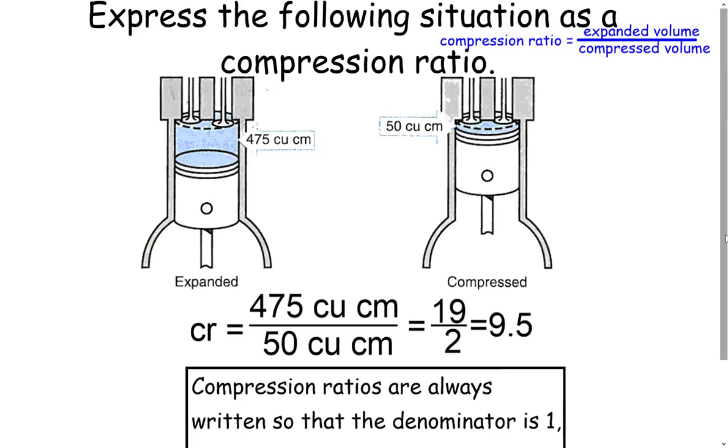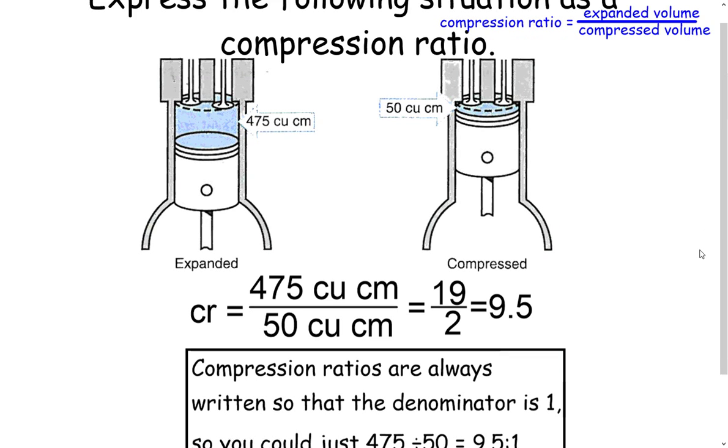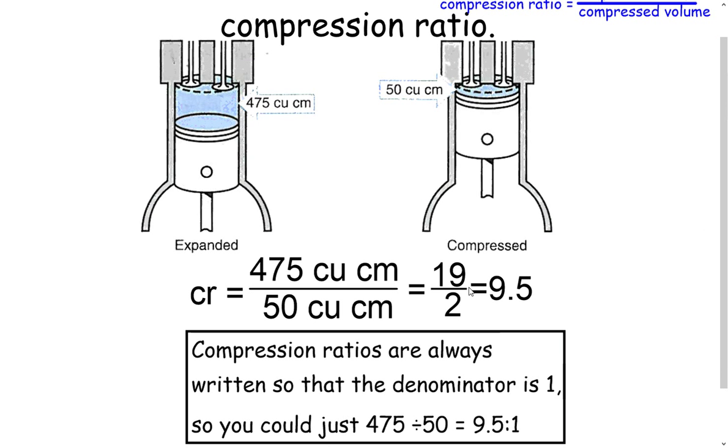But when we're looking specifically at compression ratio, they're always written so that the denominator is 1. So you want to go ahead and divide 19 divided by 2 to get 9.5. Or you could just do 475 divided by 50 straight up and get 9.5 equals 1, because you want your compression ratio, specifically this one, to be something compared to 1.